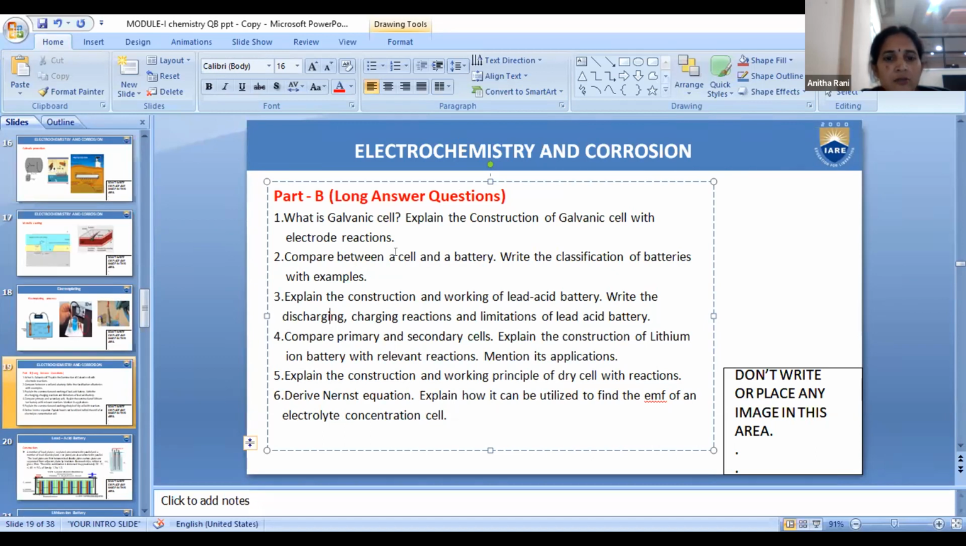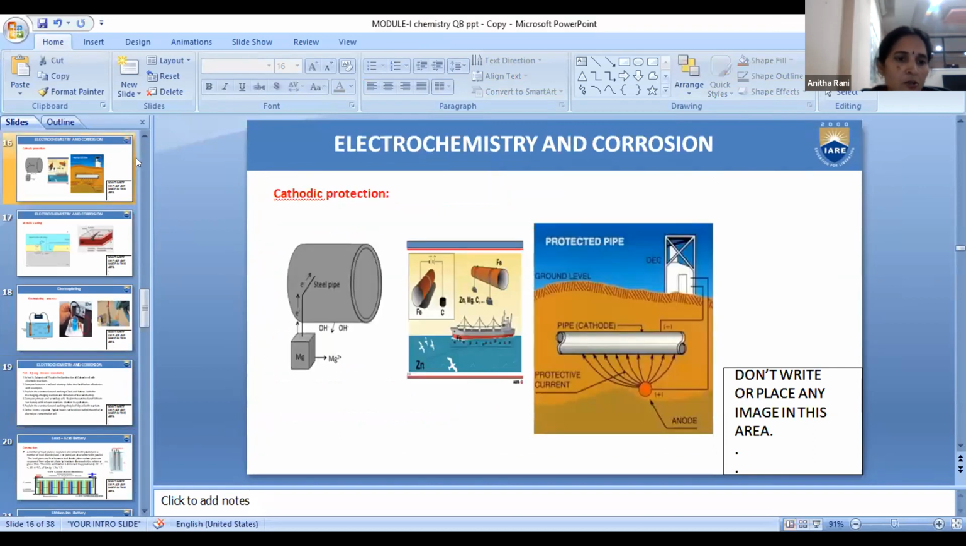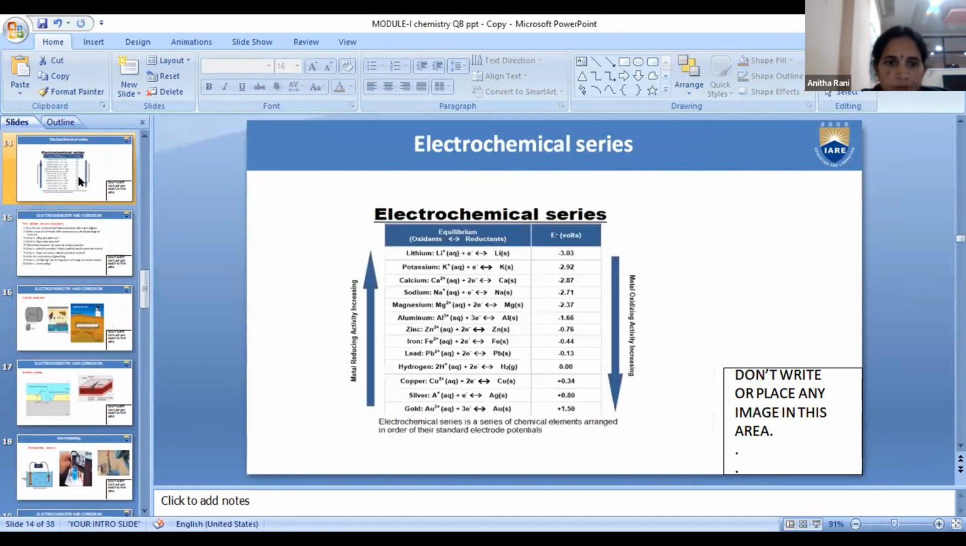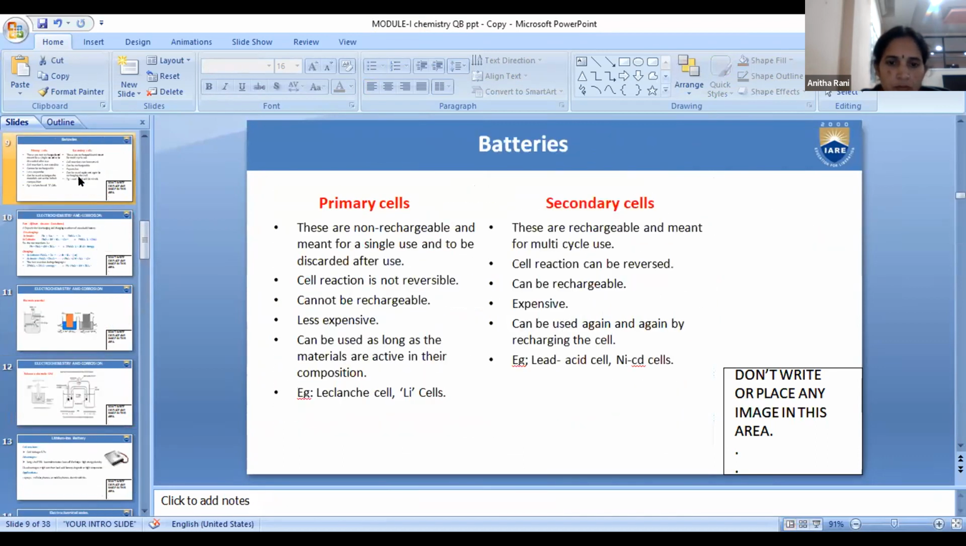What is cell? Now galvanic cell construction, you know. What is a cell? Combination of anode and cathode. So classification of batteries already you know, ma. Primary and secondary batteries. Students, you learn these points, ma. Okay, that is primary cells and secondary cells.